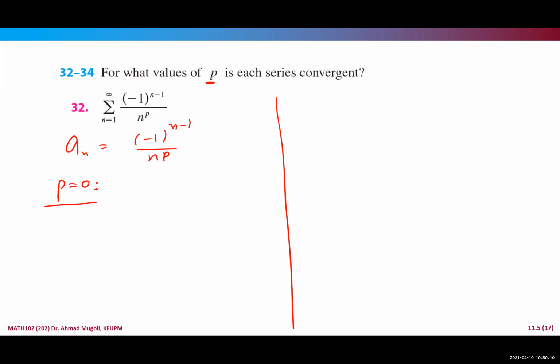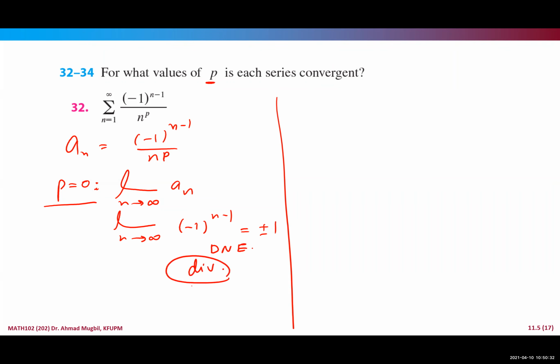So if p is 0, what do we have? What will be the limit of a_n when n goes to infinity? 1? Sure? No, it will be the limit as n goes to infinity of negative 1 to the power n minus 1. And this does not exist, ya Shabab. It alternates between positive and negative 1, so the limit does not exist. So it is divergent in this case. The series is divergent. Okay?